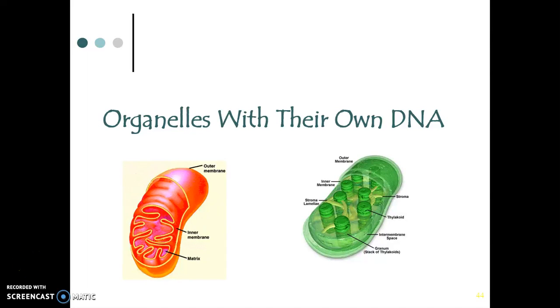Now we need to look at two really important organelles. They're really important because they have their very own DNA separate from the cell's DNA. These two organelles are part of what we use as evidence for the endosymbiosis theory.